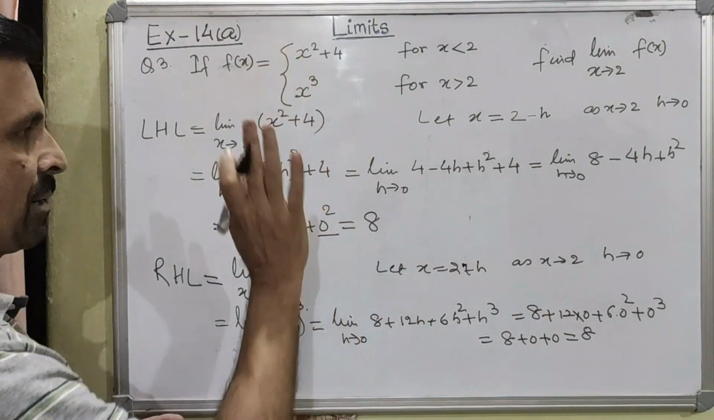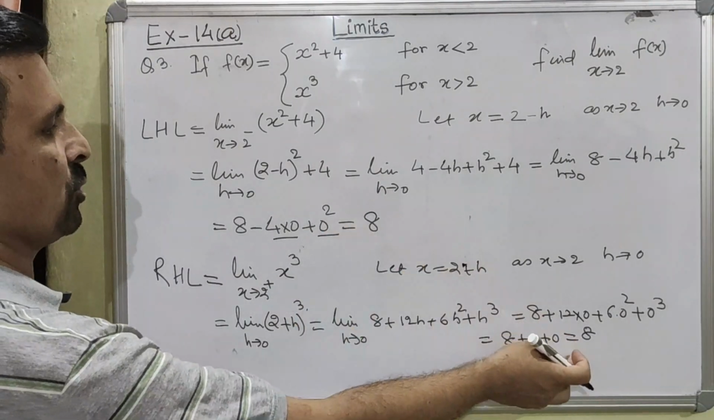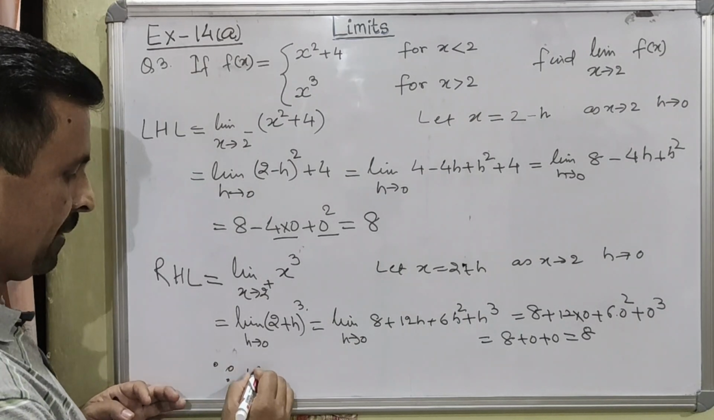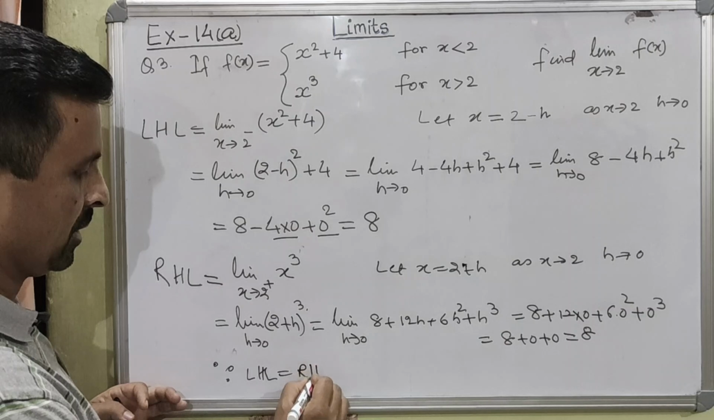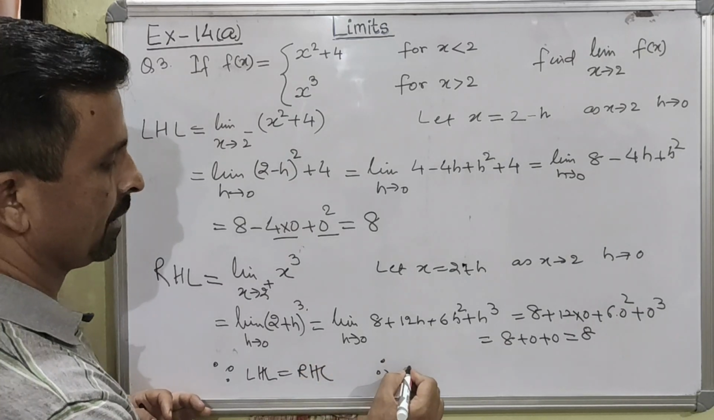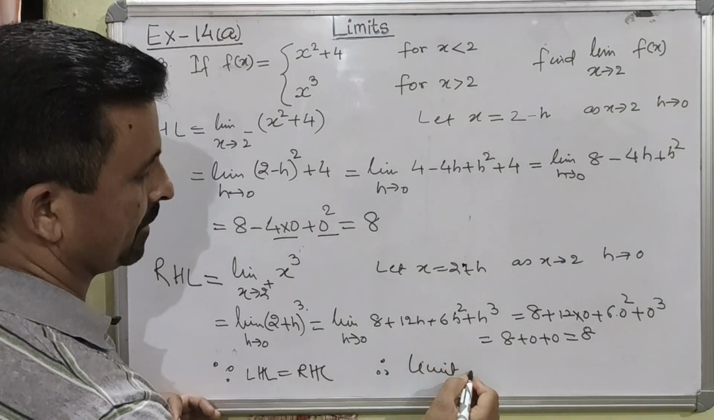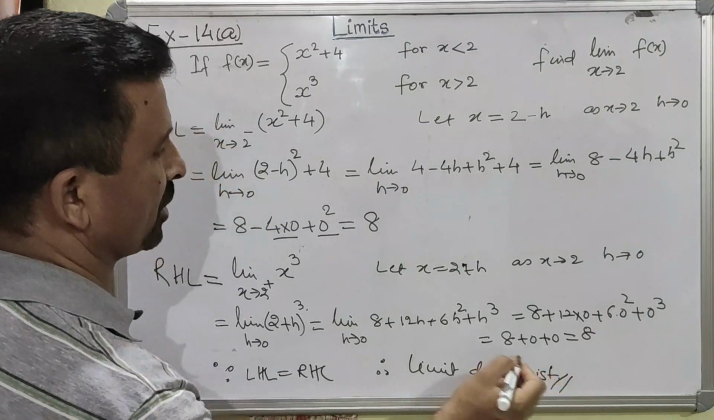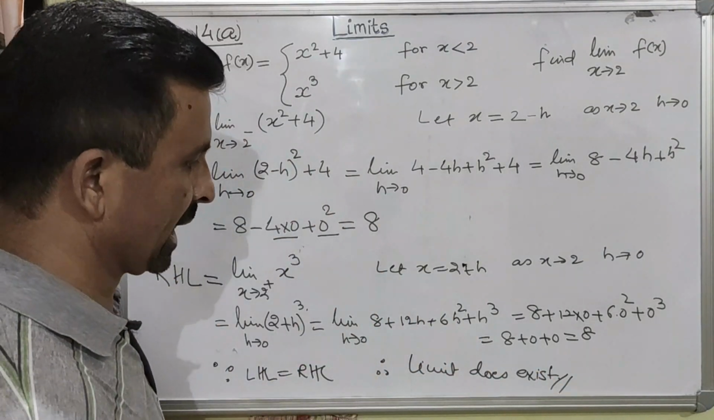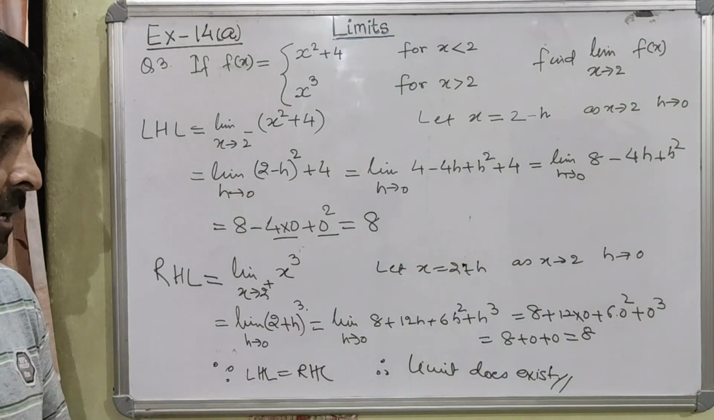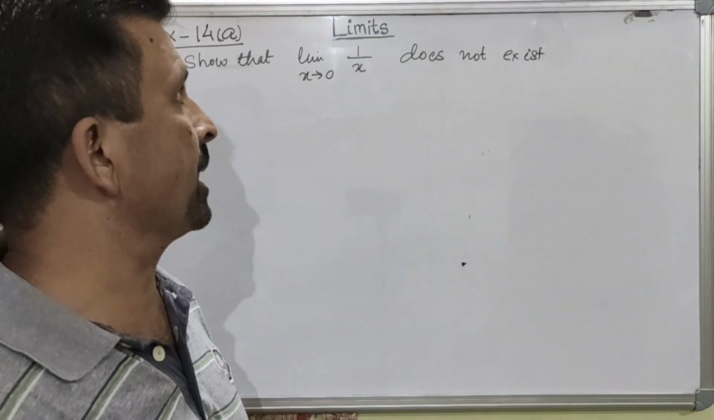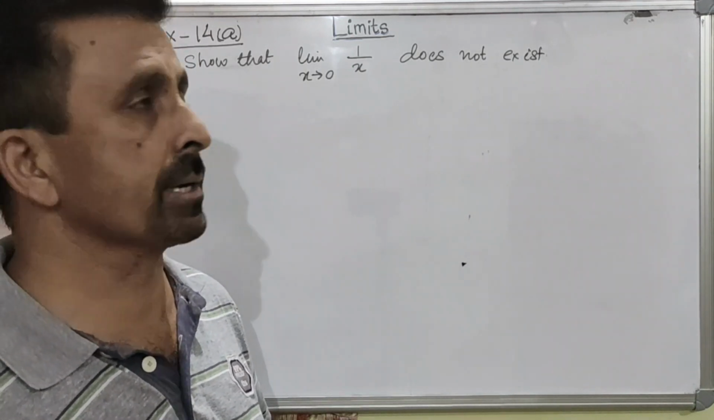You have not only calculated the value of the function, both the functions, but also you came to know that the two values are the same. Therefore we can also conclude that since left hand limit is equal to right hand limit, therefore limit does exist. Limit does exist. So not only have we calculated the limit, but also we have proved that the limit exists. Clear? So if the left hand limit is equal to right hand limit, then it is said to be existing.